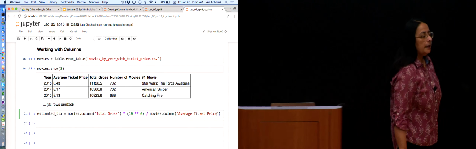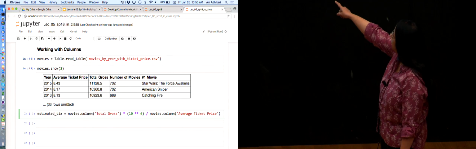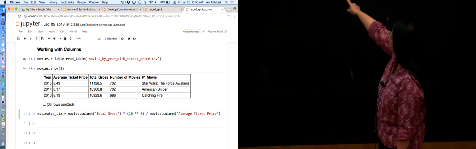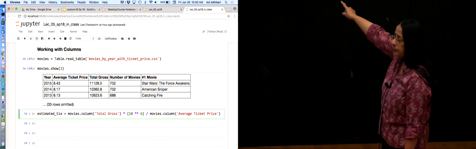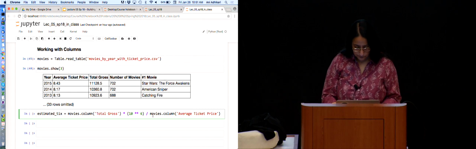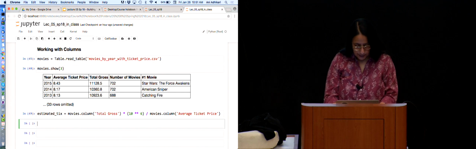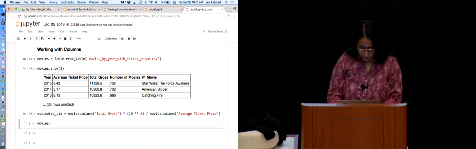Before I run that, anything there I need to fix? I've extracted the total gross column as an array. I've converted it to single dollars, not millions of dollars. And then I've taken that array and line by line, I am dividing by the average ticket price of that year. And so let's take a look at what we got here. So we augment the table.